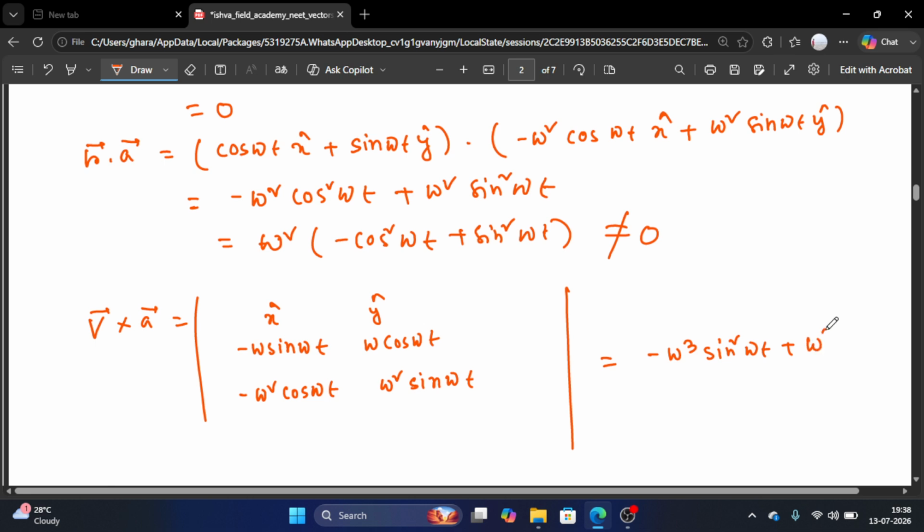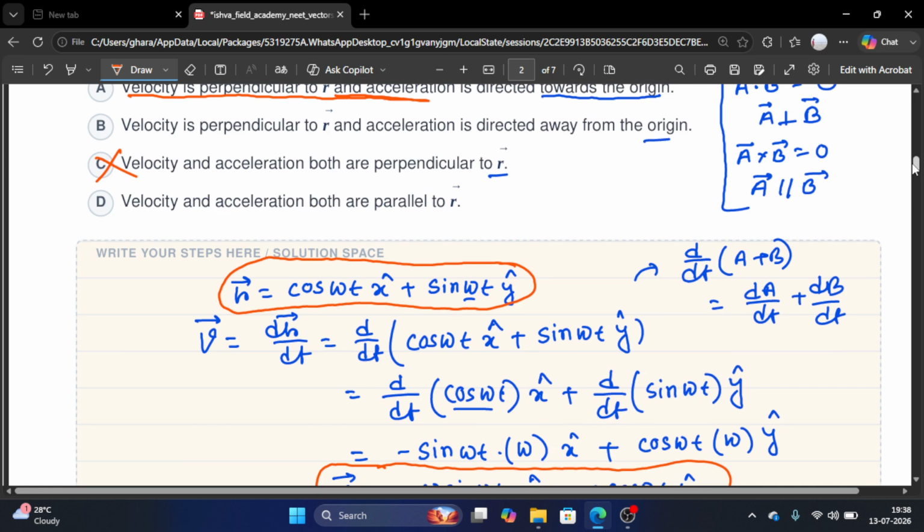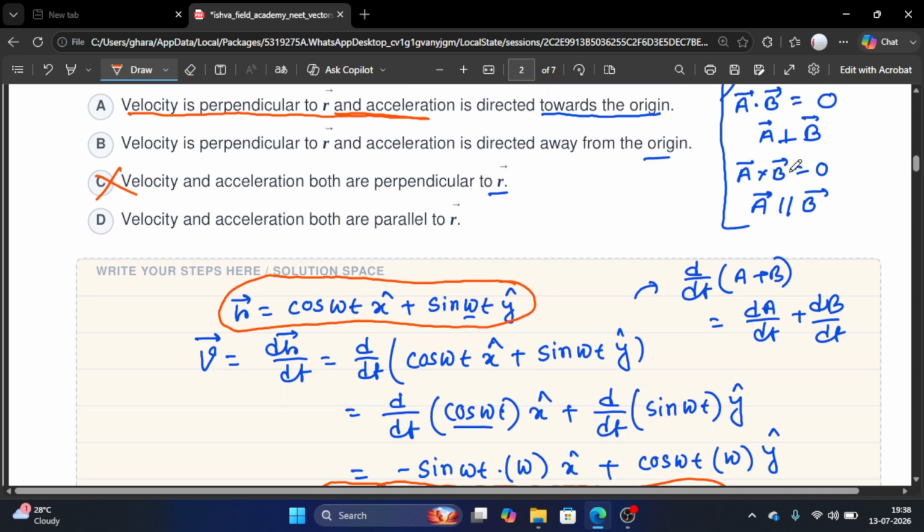omega cube cos square omega t. So that's also minus omega cube common. So minus sine square omega t plus cos square omega t. So that also is not equal to 0. That means your V and A are not parallel to each other. In case of parallel, the cross product must be 0. But what I get as result, A cross B is not equal to 0. That means they are not parallel.